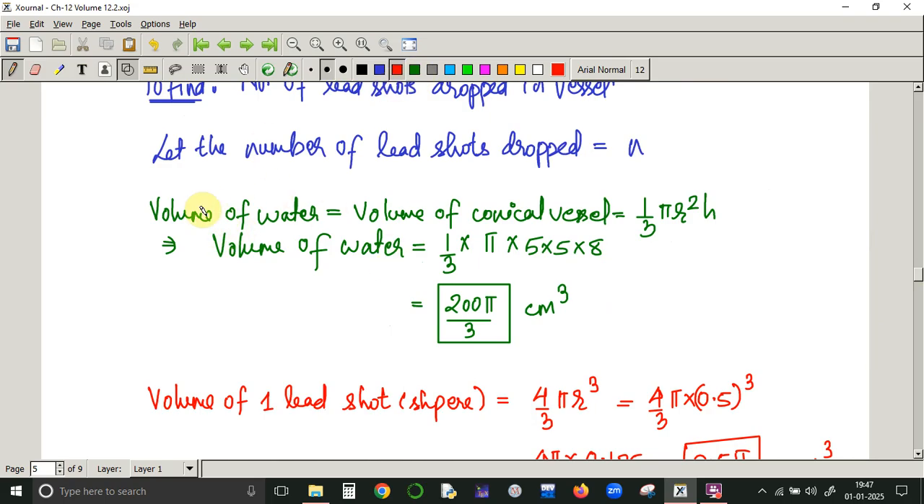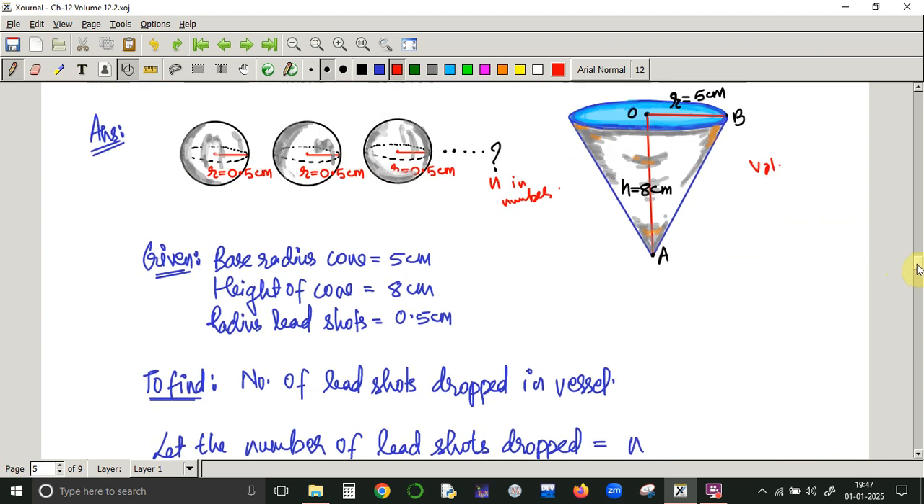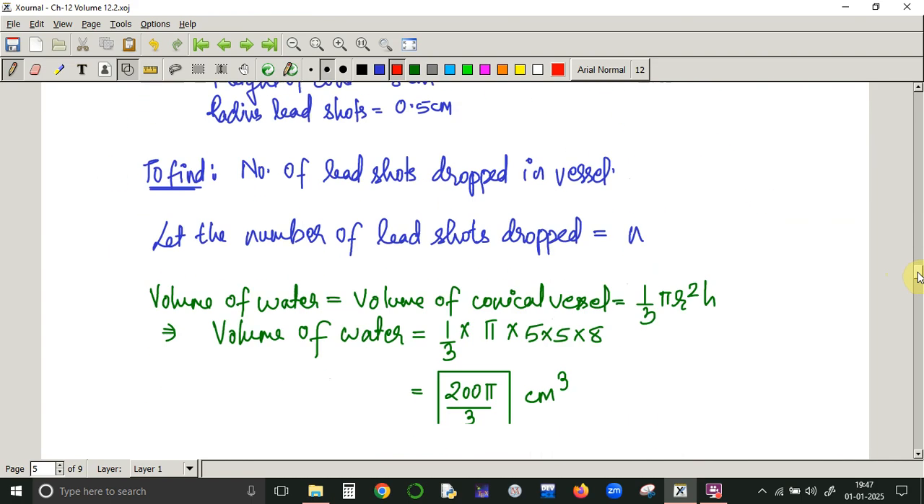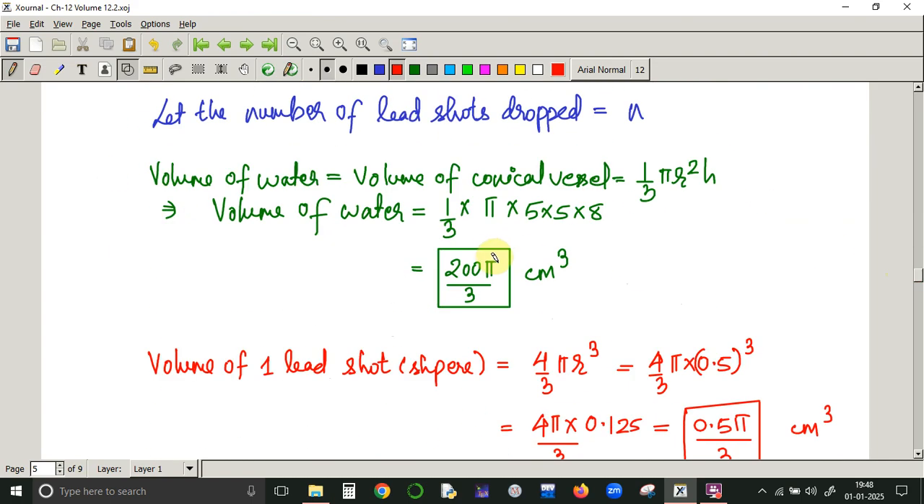So what I have written is volume of water is equal to volume of conical vessel. That's clear. So I have done the calculation to get the volume of water, because it's given that 1/4 of water flows out. Okay, so I have got total volume of water inside the conical vessel in terms of pi.